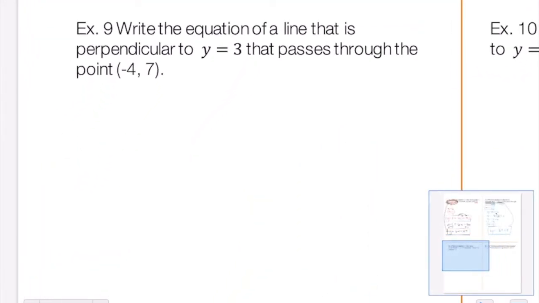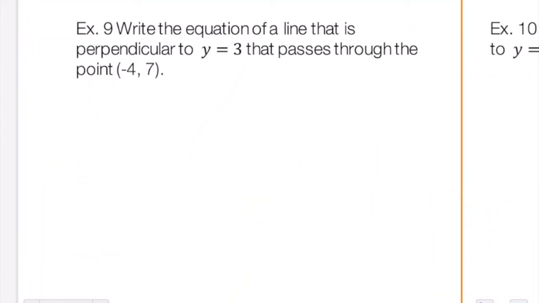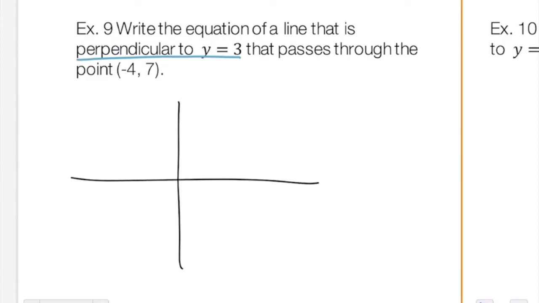All right, for example 9. These are conceptually maybe a little harder, but computationally you don't really have to do any math. So here's the deal. We want to write the equation of a line that is perpendicular to y equals 3. I want you to think about what y equals 3 would look like. Hopefully from the front page you understand that that is a horizontal line that has a y-intercept of 3. So the graph looks something like that. This is y is equal to 3.